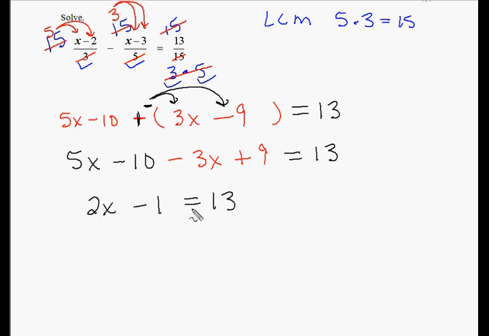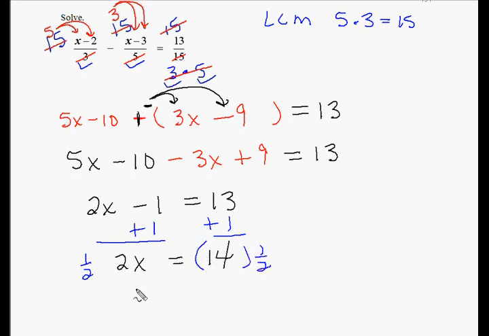Now we still have an equal sign, which means we're solving for the variable. We need to get x alone. We need to get rid of the furthest thing first. So we can add 1 to both sides. 2x is equal to 14. Still trying to get x alone. We can multiply both sides by 1/2. So that gives us x equals 7.